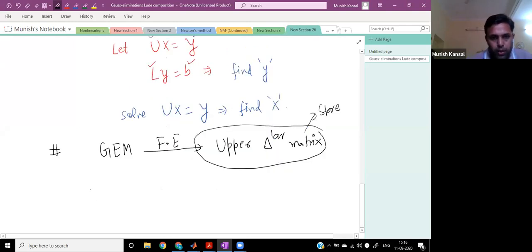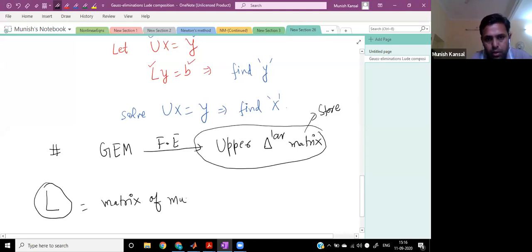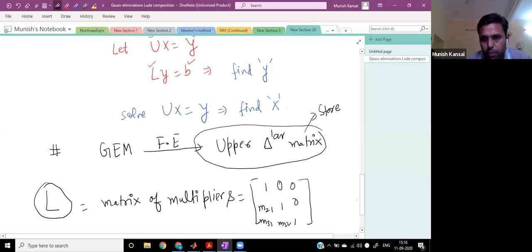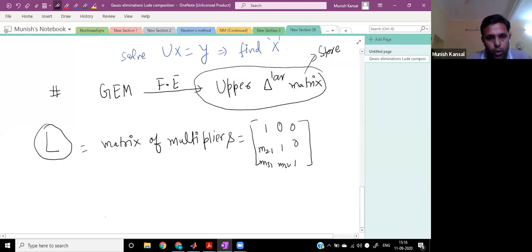Now, for L, how to find out L? This is the idea given by Burden and Faires. So L is basically my matrix of multipliers, right? Now what is the multiplier? Let us say this is lower triangular, so 1 1 1 on the diagonal is one choice. So I can write some entries M21, M31, then M32. These are my multipliers.